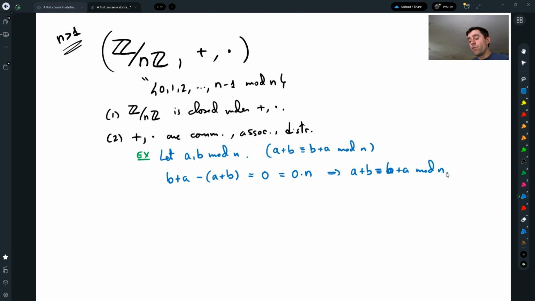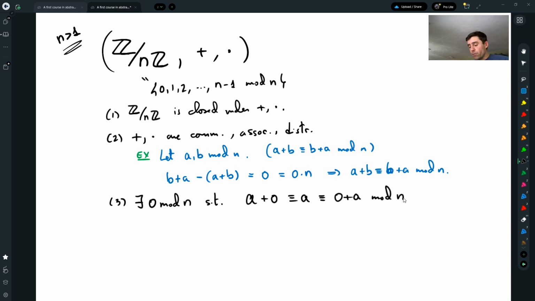Similarly, you can prove, and again, I leave that as an exercise, that this addition and multiplication is associative and distributive. Those are quite simple. And three, first, there is a 0 element, which is going to be the neutral element with respect to addition. And that is precisely the number 0. The class of 0 modulo n has the property that A plus 0 is just A, is congruent to A, and is congruent to 0 plus A modulo n. It does not change the congruence class if I add 0.